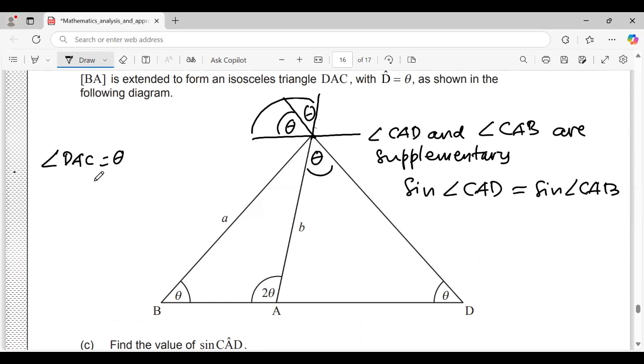So that's why angle DCA equals theta. And next, the side in front of theta is B. It means this side is B as well, because it is in front of theta. So AD equals B.